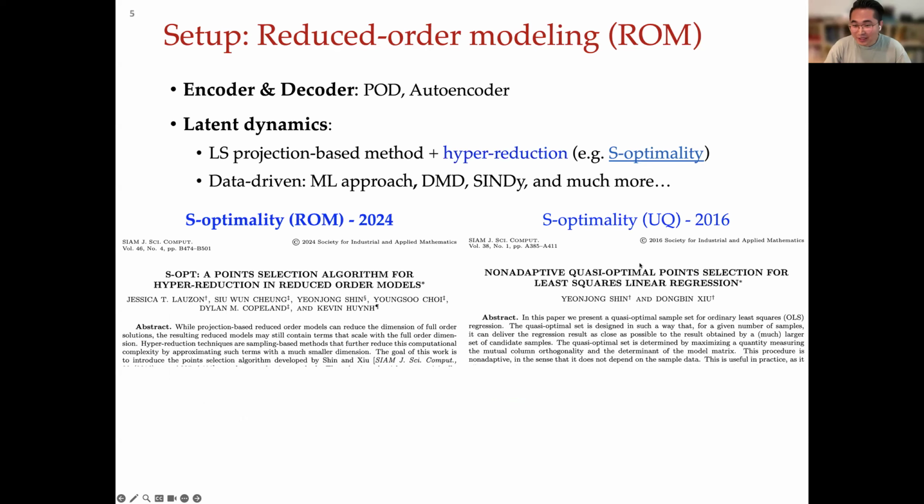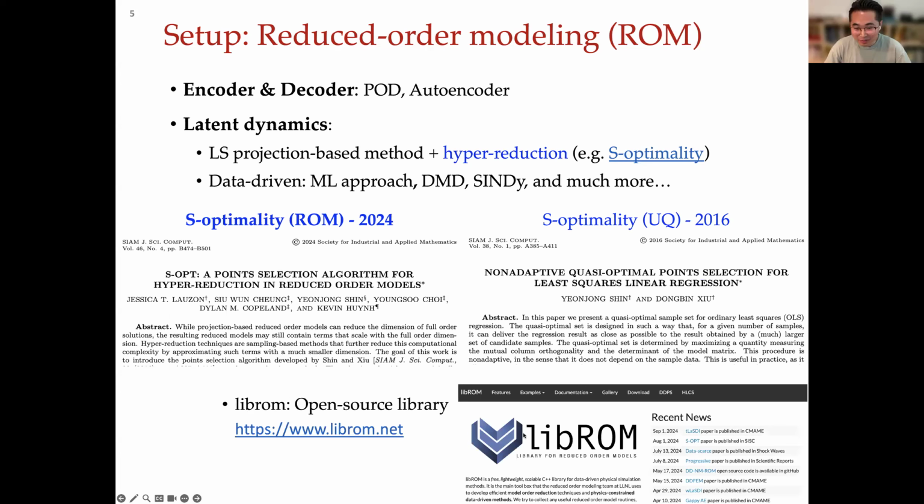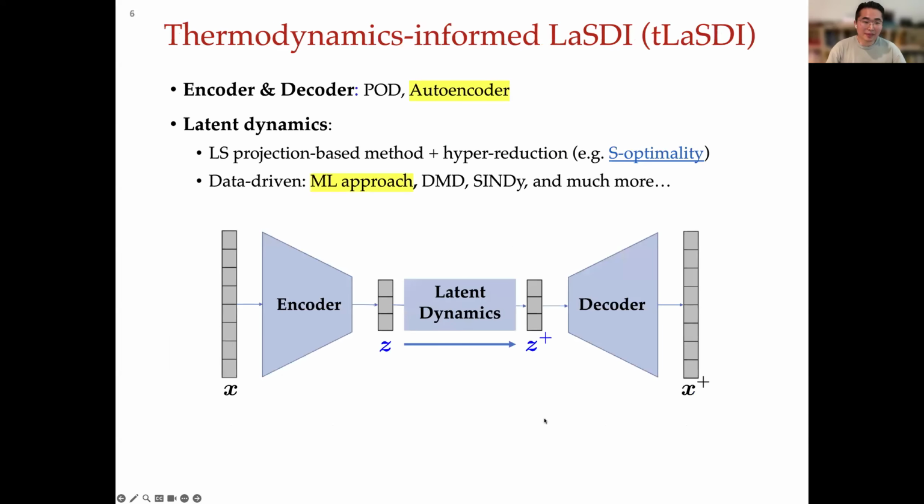So initially, it was proposed as a UQ method, but now it is reframed as a ROM method, as a hyper-reduction technique. So if you're interested, maybe you can also try it out with this libROM library, which is open source. But today in my talk, I am going to talk about this autoencoder and machine learning approach.